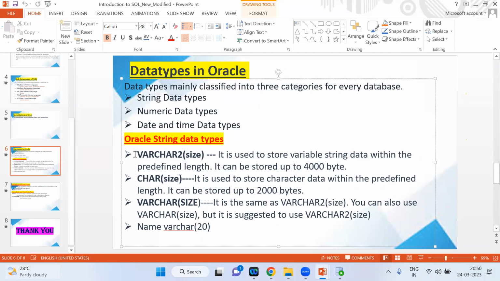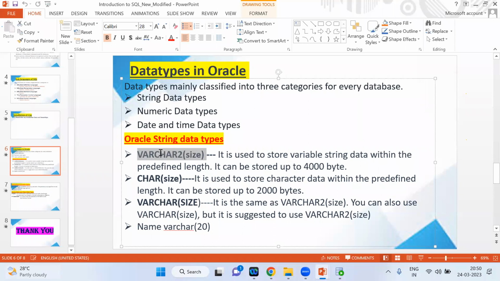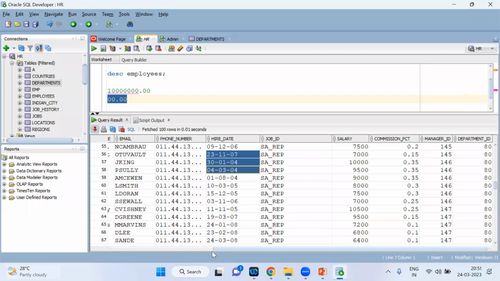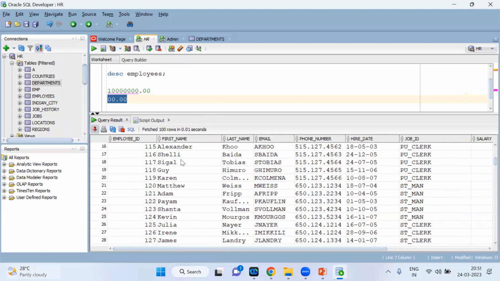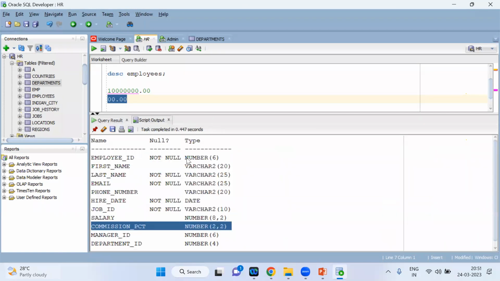Oracle string data types. What is this? Varchar2(size). This is very common and a very important one. The others are just time pass, you can say. If you want to declare any data character-wise, or in string format, then you have to give your data type as varchar2, and it will support up to 4,000 characters.